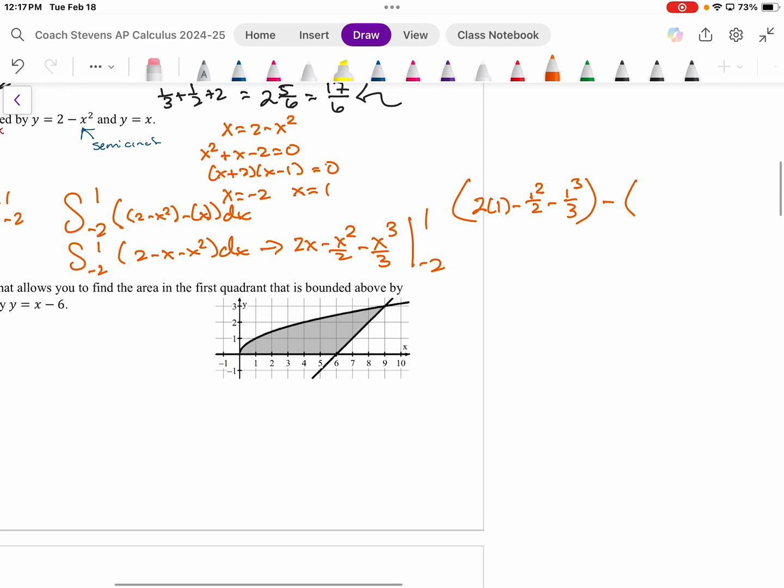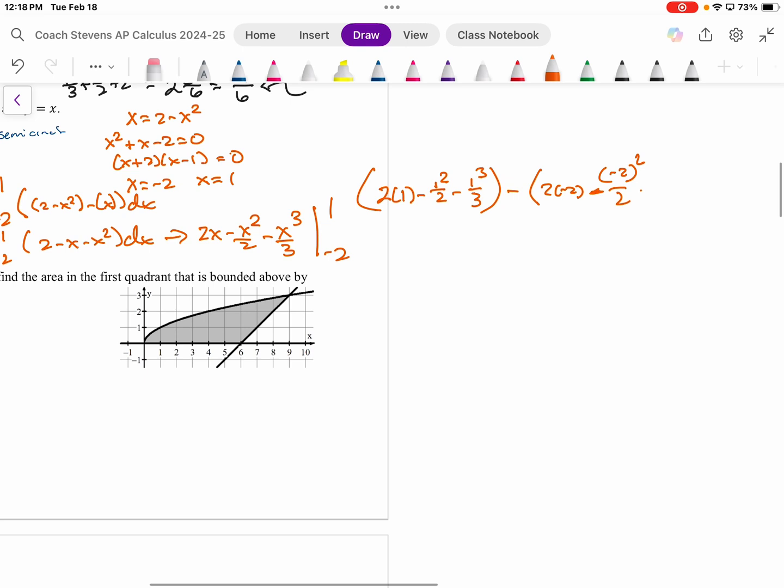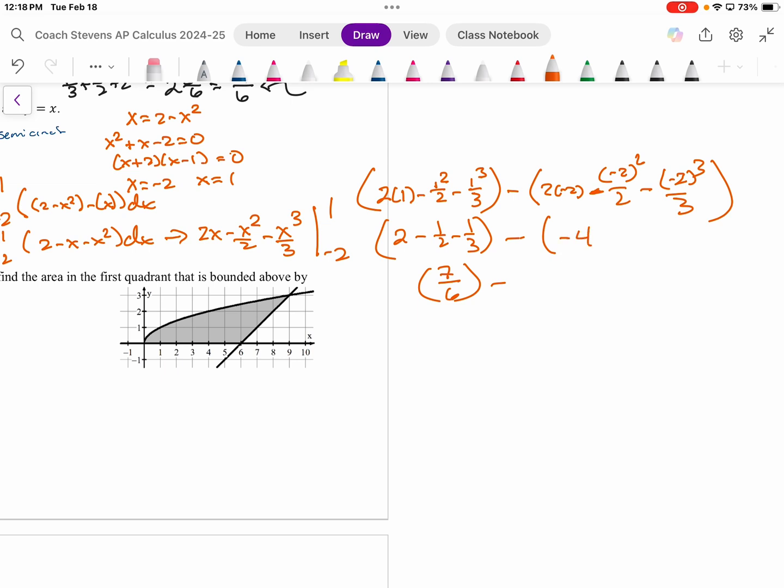minus, now put the negative 2 in there, 2 times negative 2 minus negative 2 squared over 2, and then minus negative 2 cubed over 3. So that would be 2 minus a half minus a third, which would be, what is that? That'd be 5/6, so that'd be 1 1/6. So that'd be 7/6 minus, that's a negative 4. This would be negative 4 halves. That would be a positive 8/3.